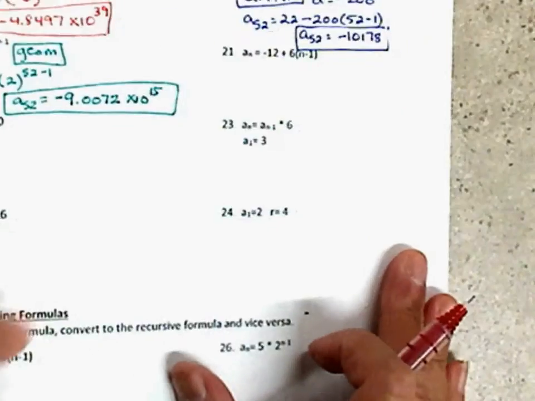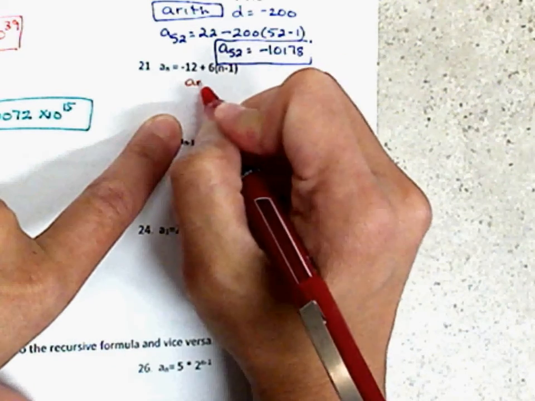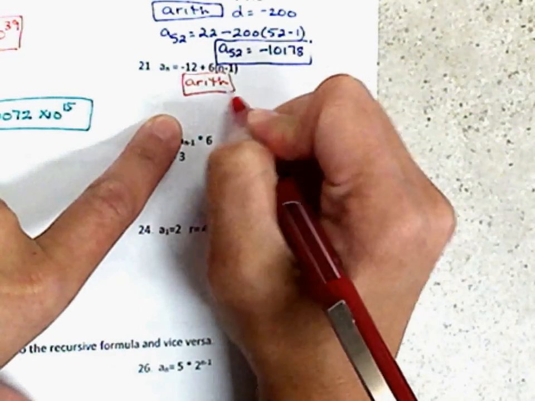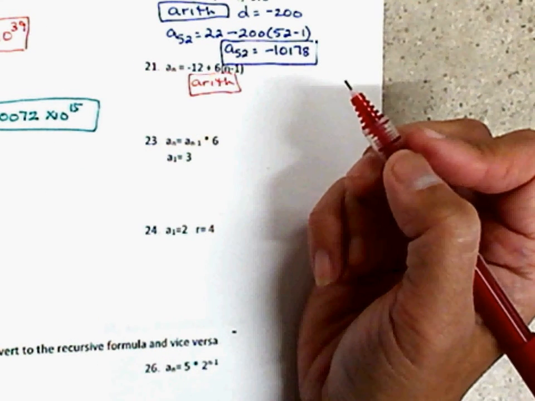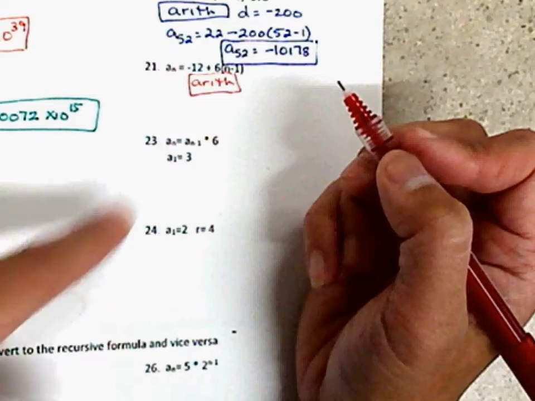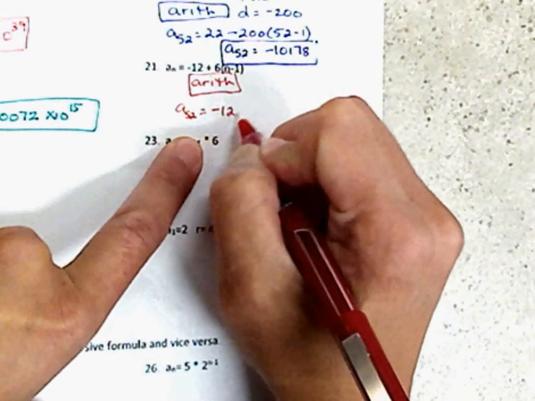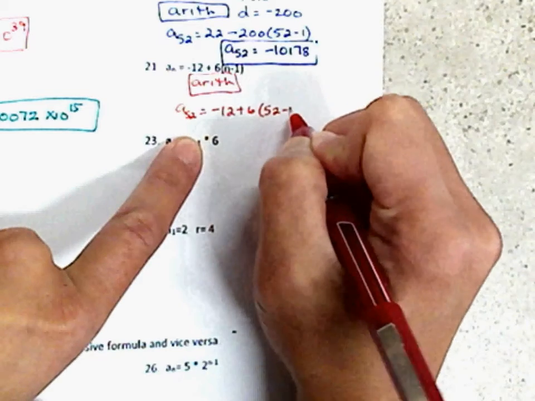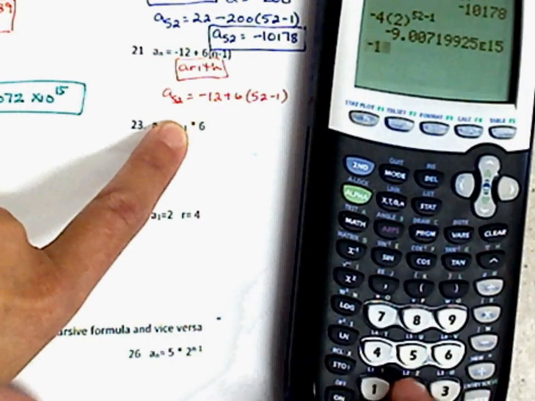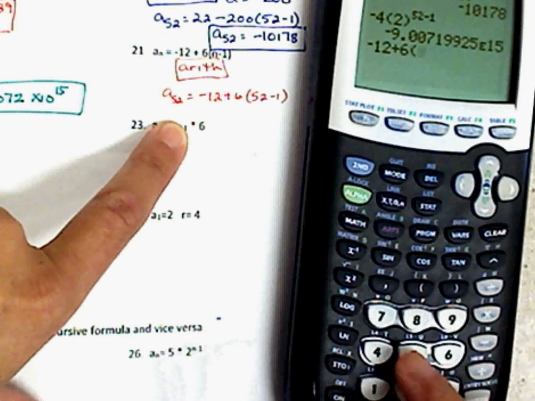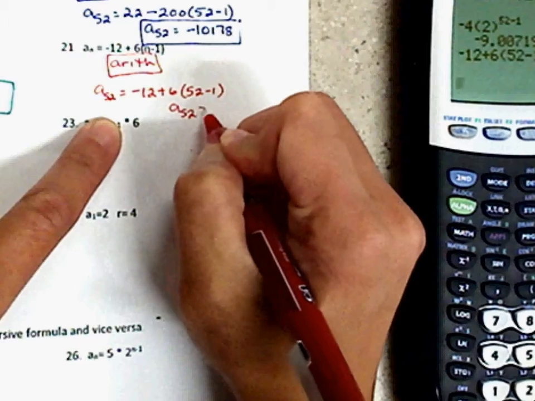21. Take a look. Notice there's a plus. Your d is 6, so that makes this one arithmetic. Okay? It didn't ask you to find the common difference or the ratio, so you don't have to worry about that. So it says arithmetic, 52nd term, okay? Negative 12 plus 6, times 52 minus 1. And just type it like you see it. Negative 12 plus 6, parentheses, 52 minus 1. Comes out to be, the 52nd term is 294.